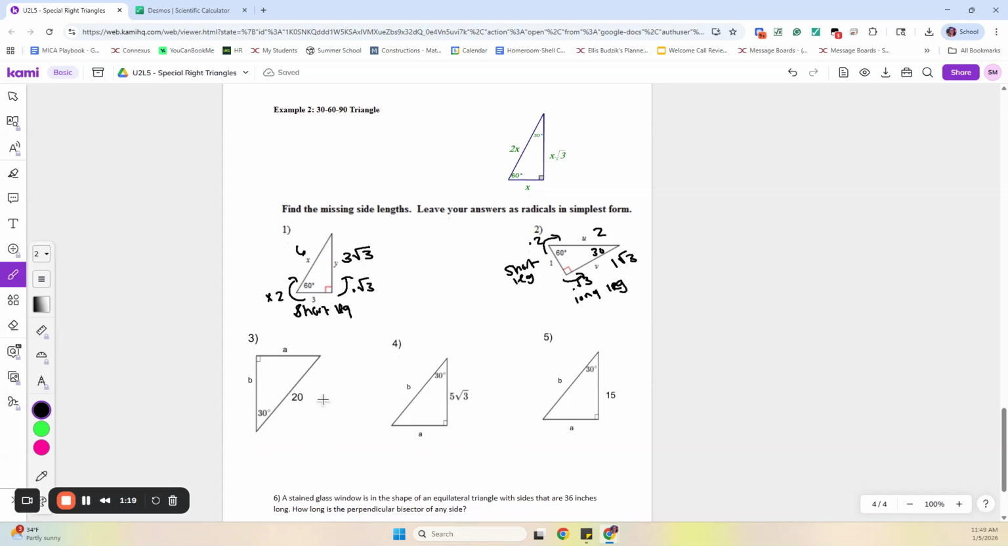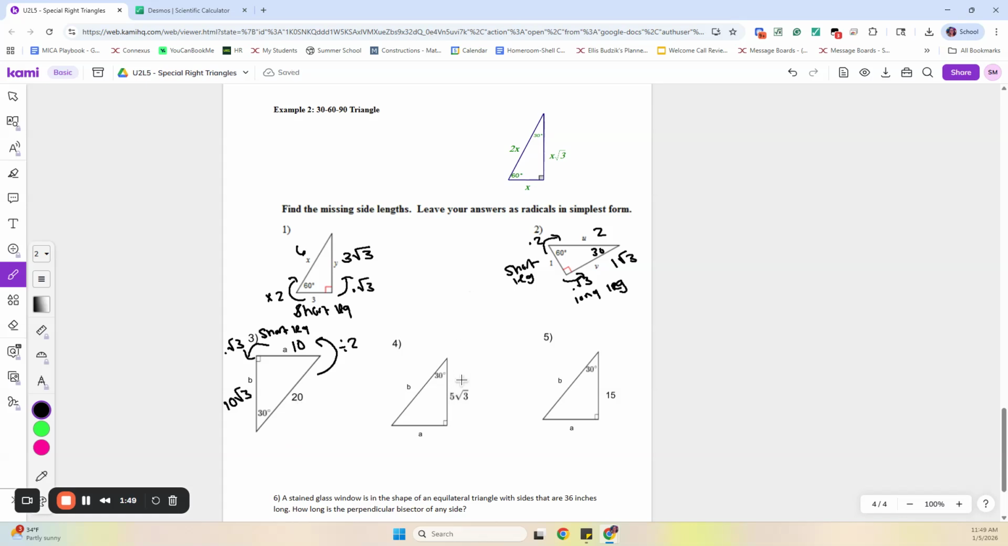Now for number 3, they're giving us our hypotenuse. So if they're not giving us our short leg, I always want to find the short leg first. I'm going to go from 20 to my short leg. So normally we multiply by 2 or we double it. So I'm going to divide by 2. So 20 divided by 2 is going to be 10. And then I can take my short leg and multiply by root 3 to get my longer leg. So that's just going to be 10 root 3. Kind of like cycled around.